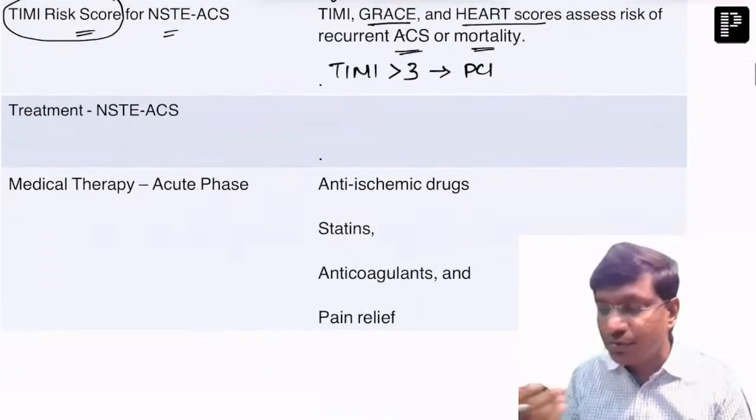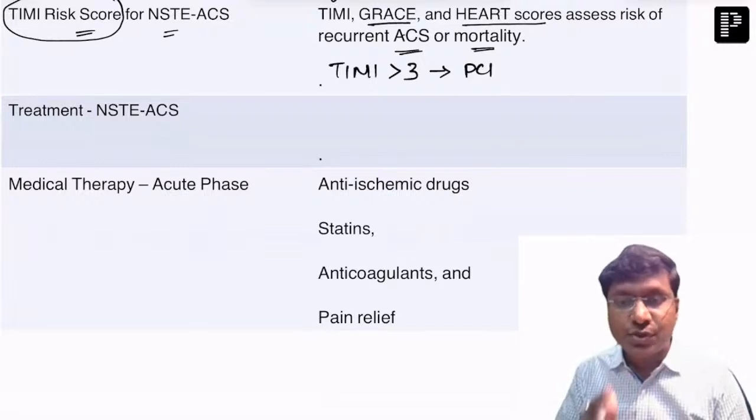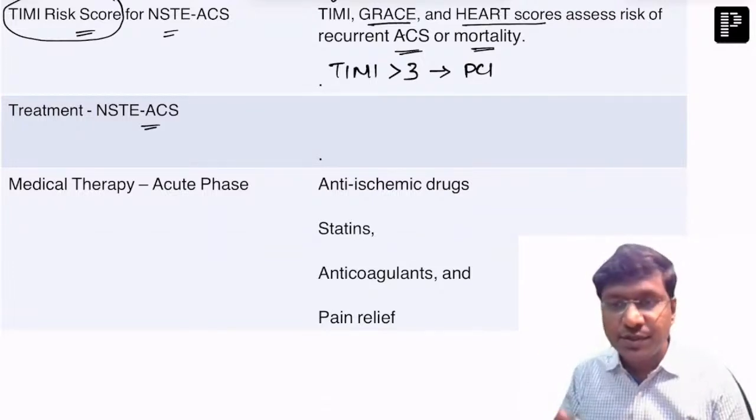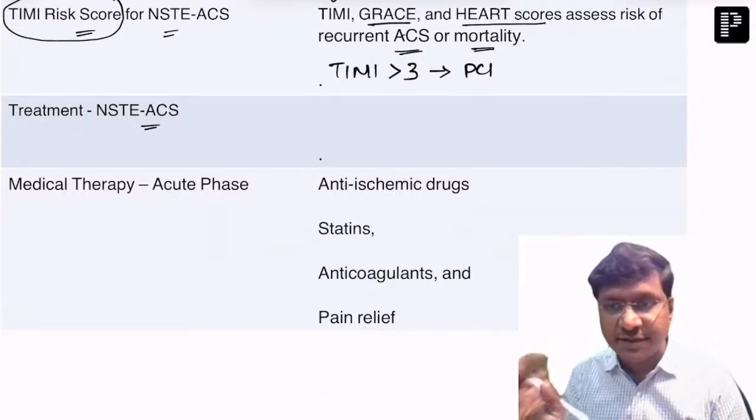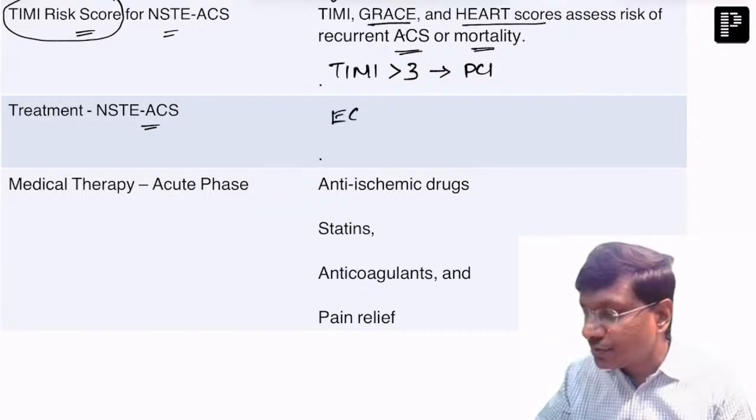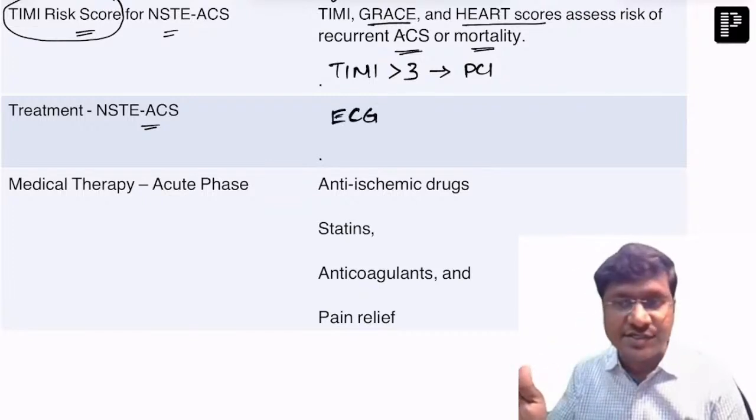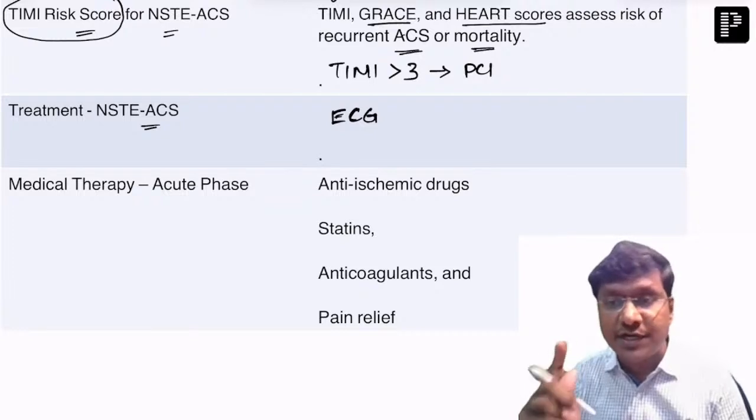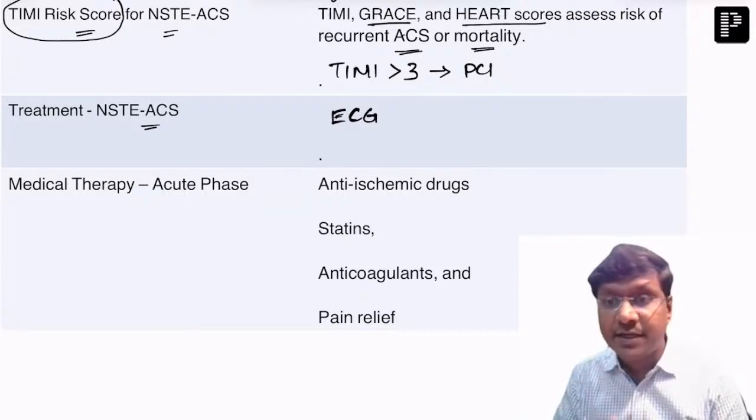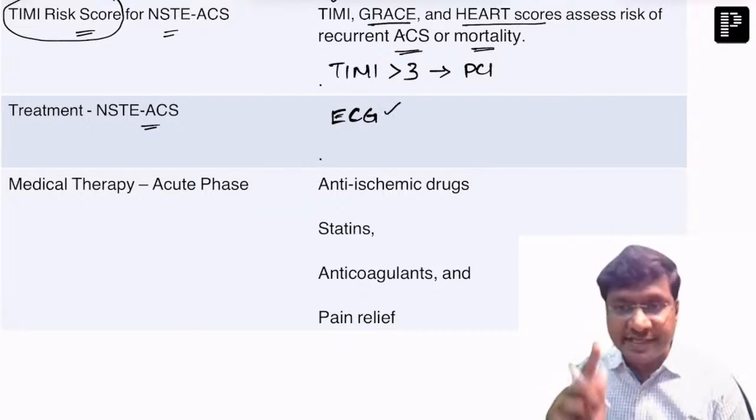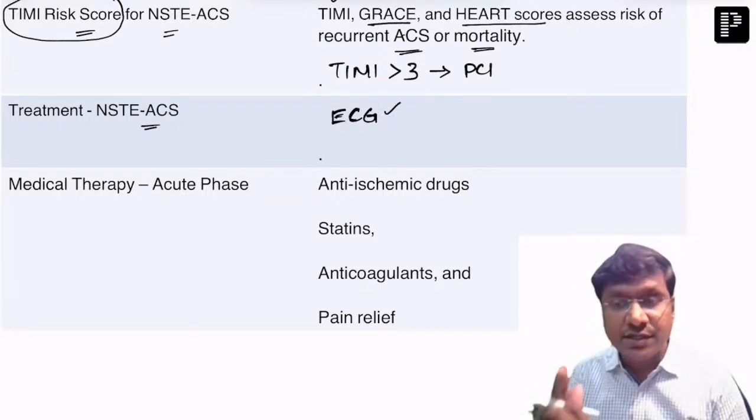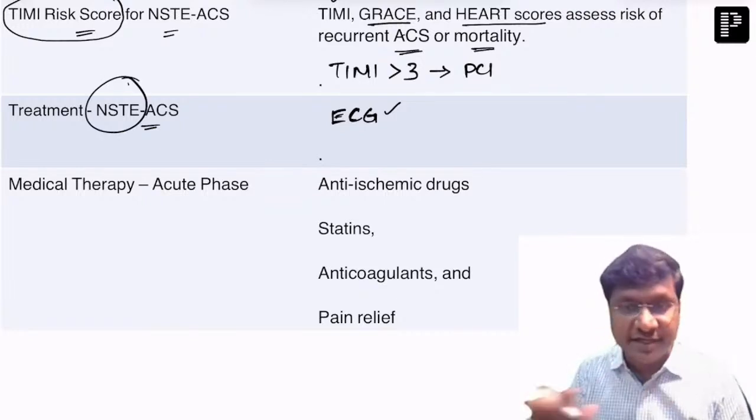Then coming to the other treatment options. In the treatment of the NSTEMI, you need to monitor for ischemia, right? And you need to check for any dynamic ECG changes. And you also need to monitor the troponin, right? Now, if the ECG shows ST segment depression and the troponin levels are elevated, then we diagnose that the patient is having NSTEMI.